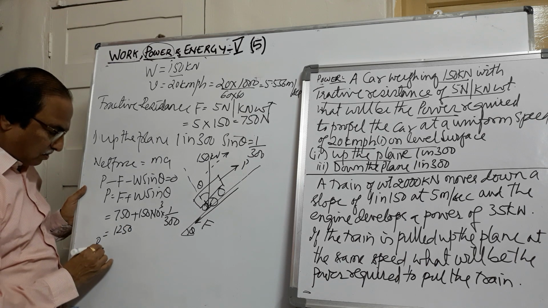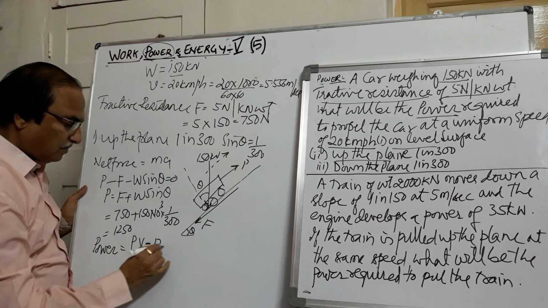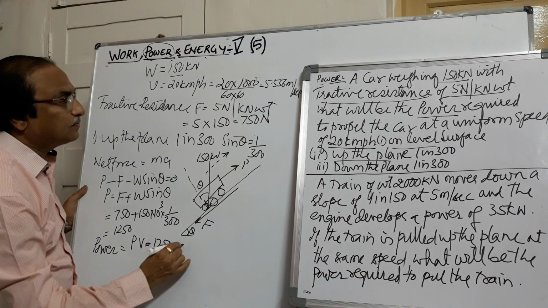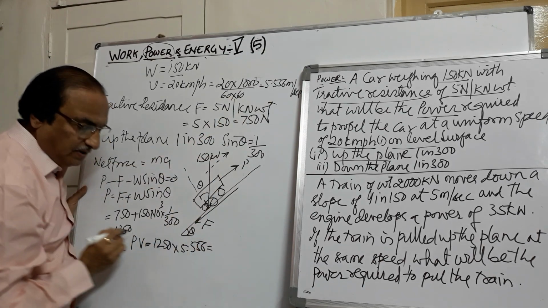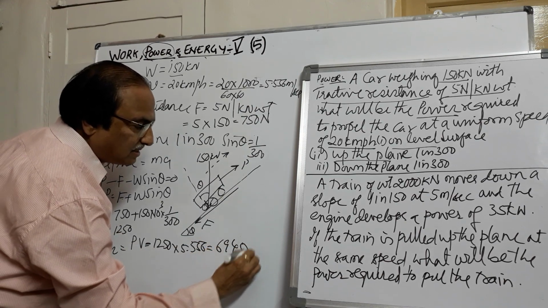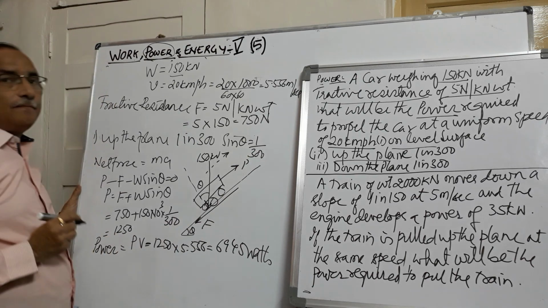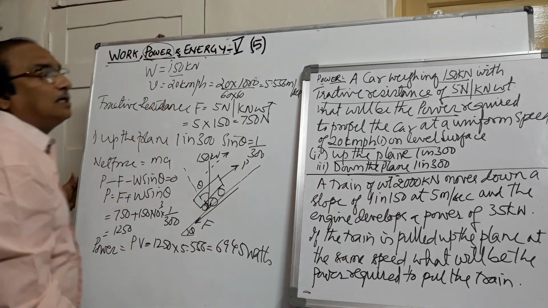Now power will be equal to P into V. So P is here 1250 and the velocity is 5.556. If you simplify this, you get the value as 6945 watts. This is up the plane. We'll go to the third condition, down the plane.